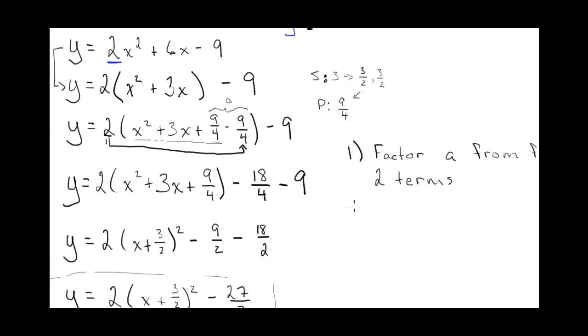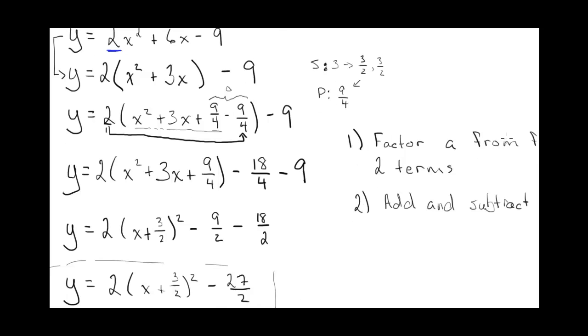Step 2, you add and subtract the number that makes it a perfect square. Well, what number always makes it a perfect square? Remember, the first thing you do is you take the b value and you divide it by 2. That would give you 3 over 2, and then you square that number. So b over 2 squared, right? In this case it was 3 over 2 squared. 3 over 2 squared is 9 over 4.